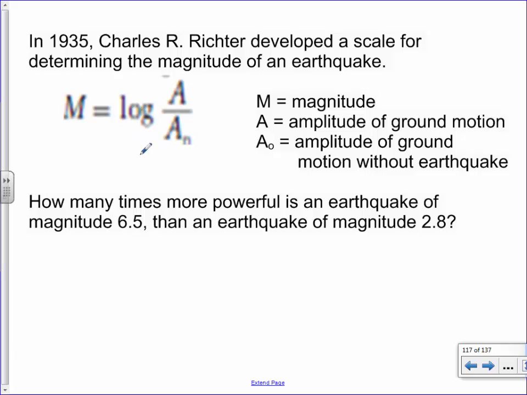Okay, so we're going to try to figure out how much more powerful a 6.5 is than a 2.8. So where does the 6.5 go in this equation here? It's m. Does that make sense? M is magnitude, so 6.5 equals the log, and then it's a over a0.